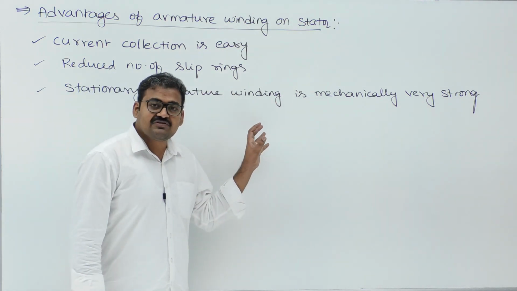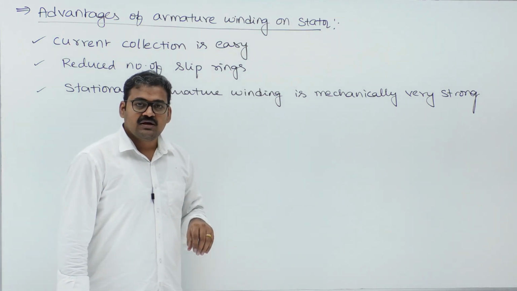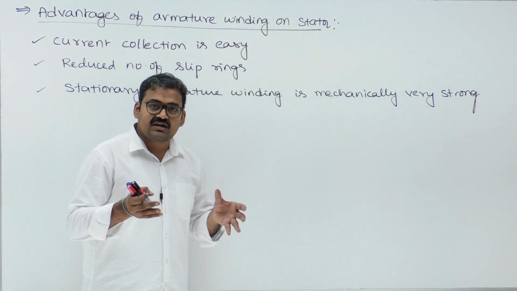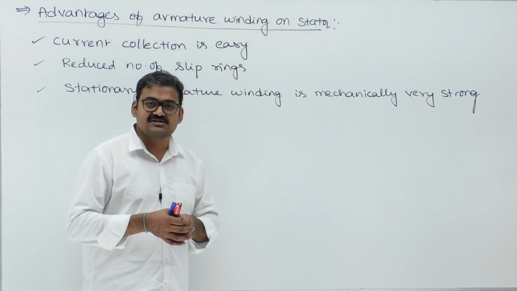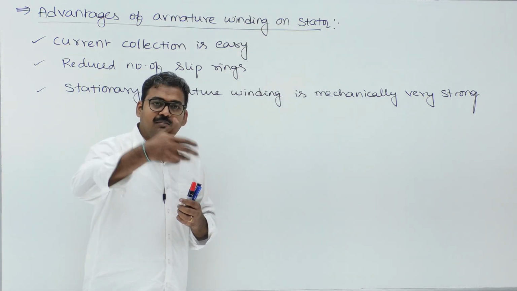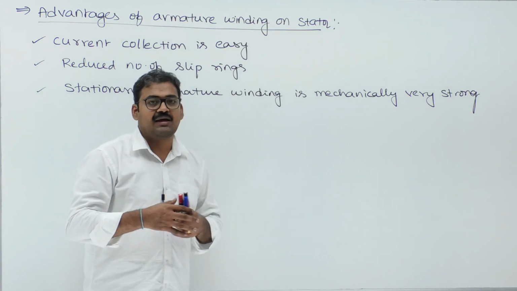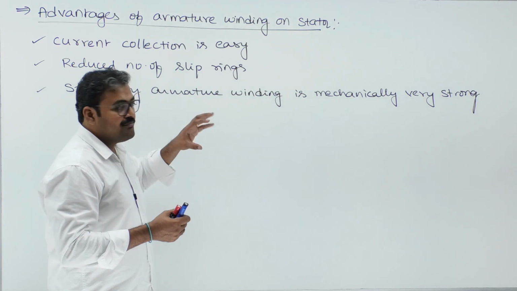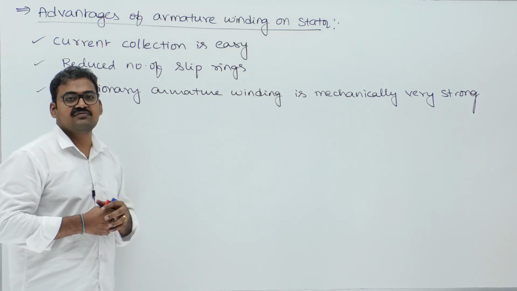Suppose if armature winding is on the rotor, these harmonic torques and certain centrifugal forces may make the armature winding very weak. Sometimes armature winding may come out of the slots and machine may damage also. That's why keeping armature winding on stator makes the winding mechanically very, very strong.